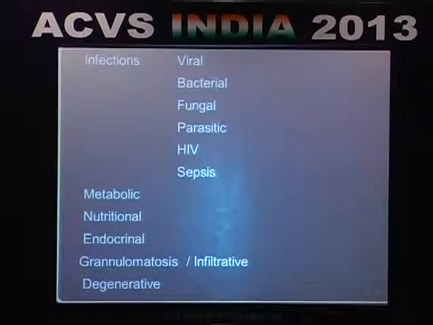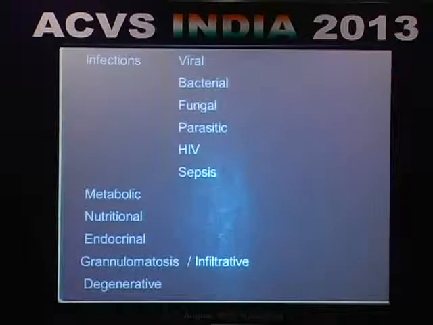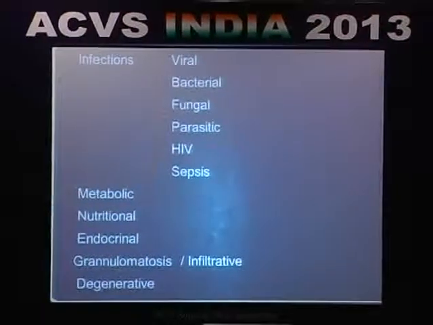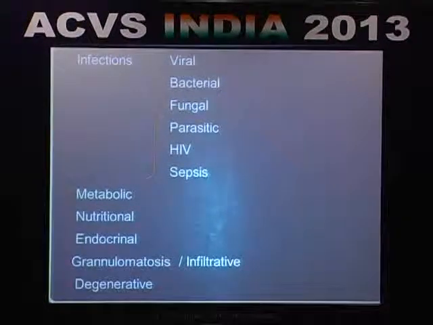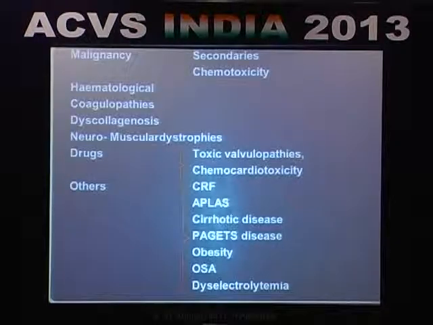You have one important group which was not talked about till say 6-7 years back when we published a large series of inflammatory and infiltrative granulomatous myocardial disease. This article was published in the Journal of the American College of Cardiology about 5 to 6 years back by Dr. Narasimhan and our group. And degenerative diseases, and you have malignancy.